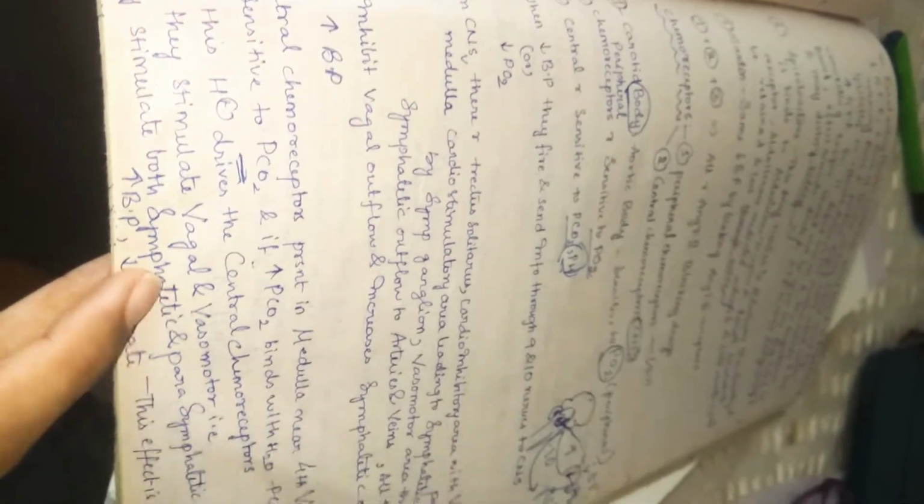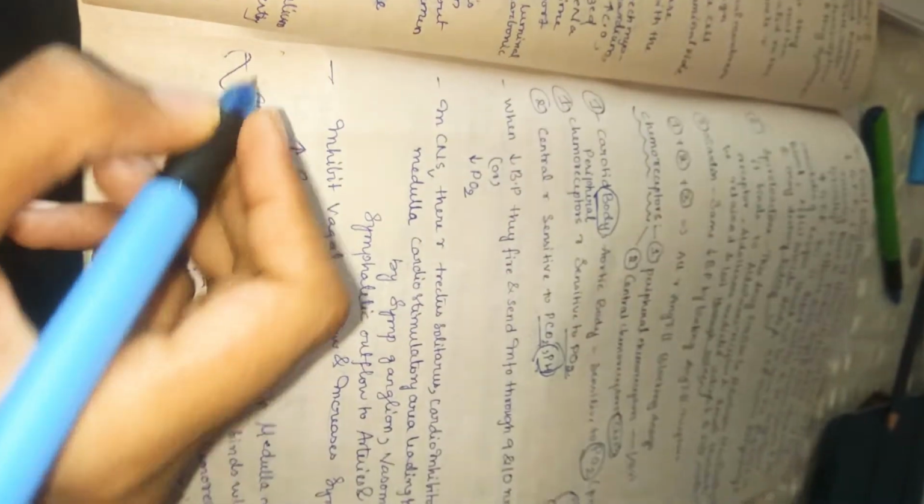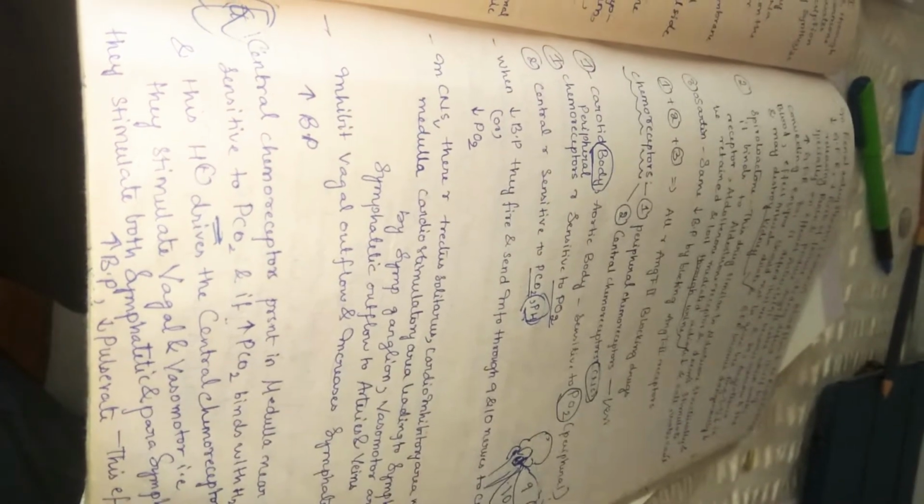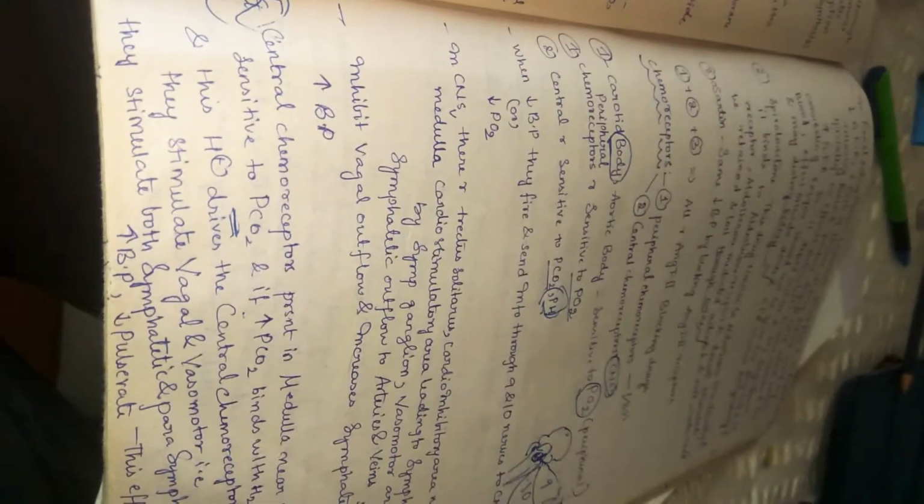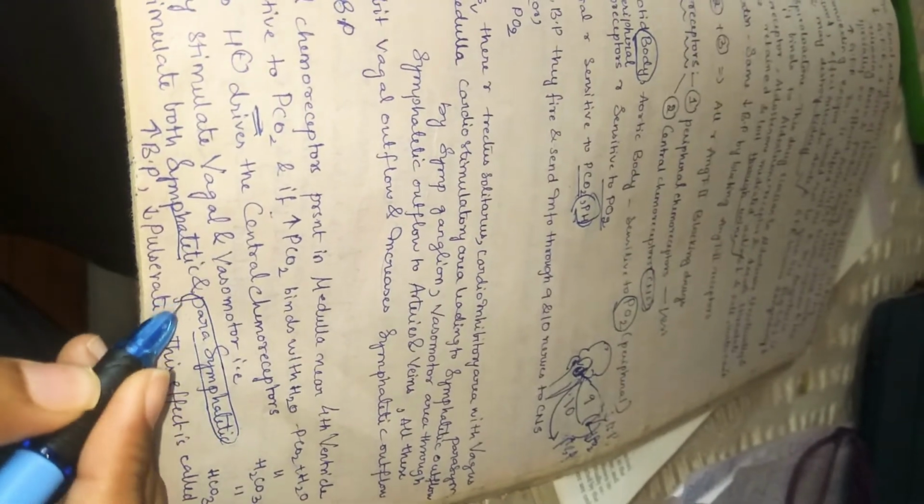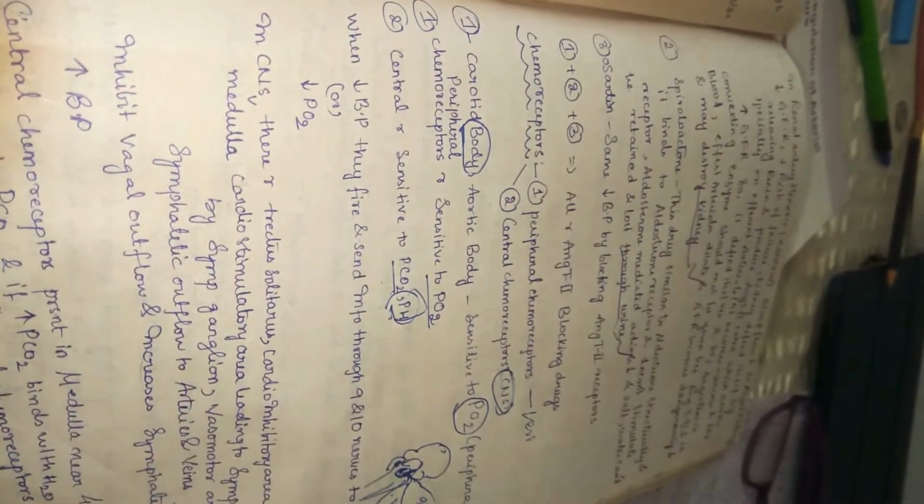They stimulate the vagal and vasomotor areas, that is, both the sympathetic and parasympathetic. This is a very rare and interesting one. Till now we have seen either the vagus activating or the sympathetic system activating, but in central chemoreceptors both the sympathetic and parasympathetic are activated. Initially, because of sympathetic activity the blood pressure increases, and because of parasympathetic activity the heart rate and pulse rate decrease. This effect is called the Cushing reaction. The Cushing reaction is seen when both the sympathetic and parasympathetic get activated.